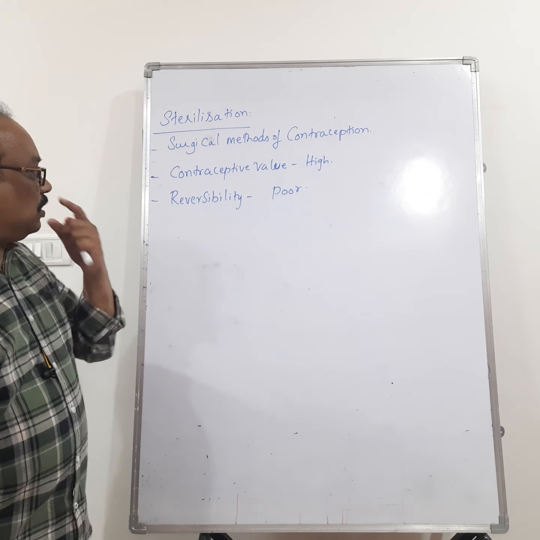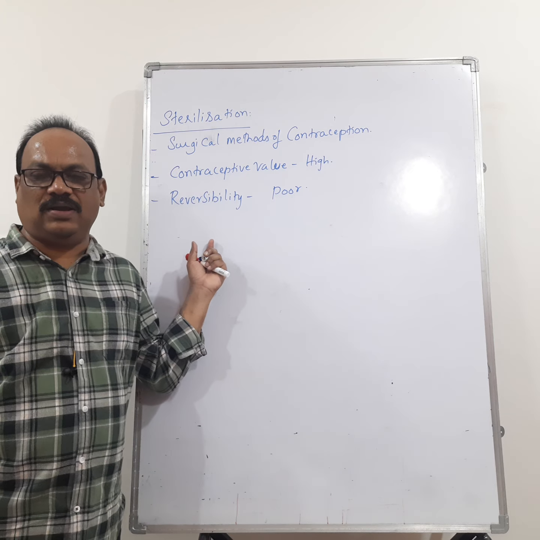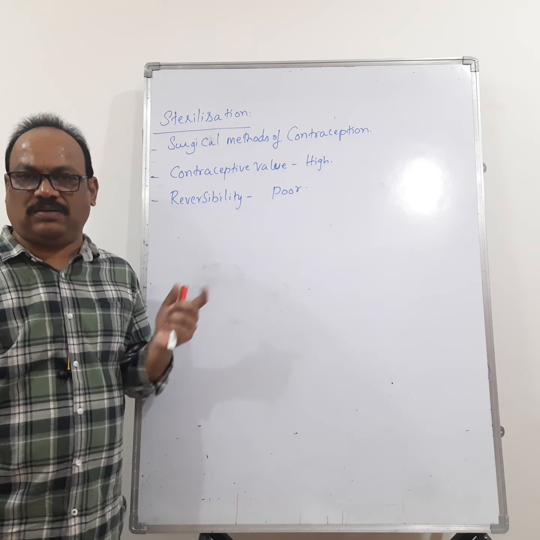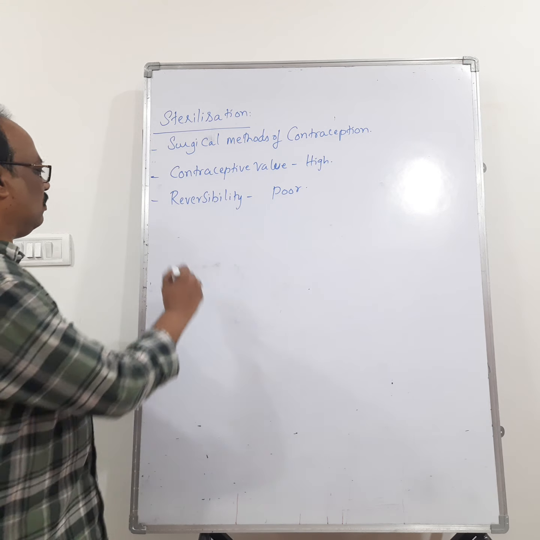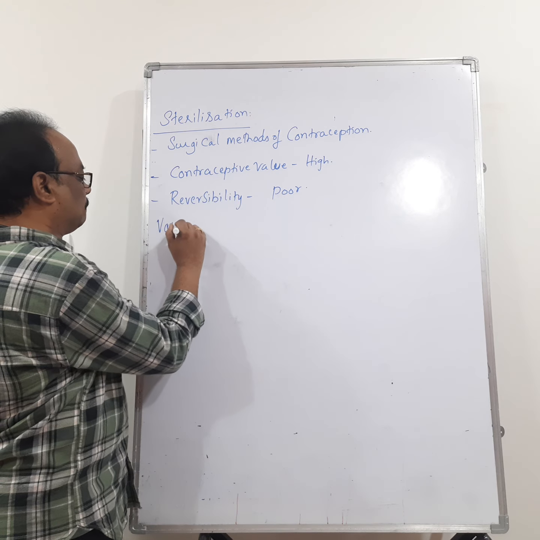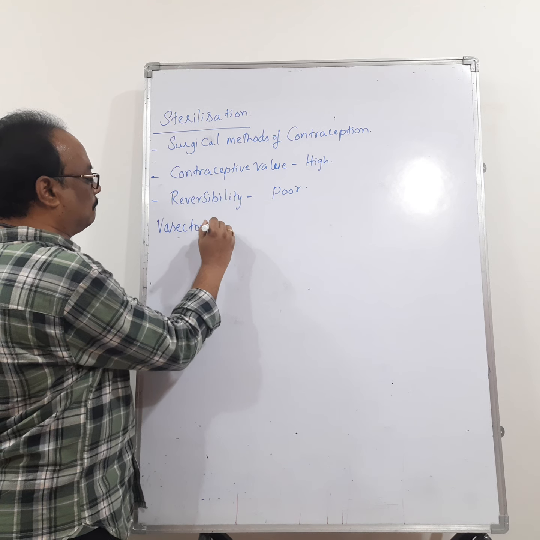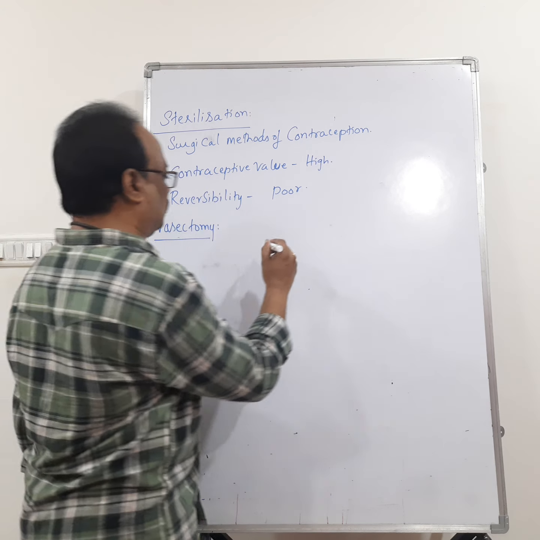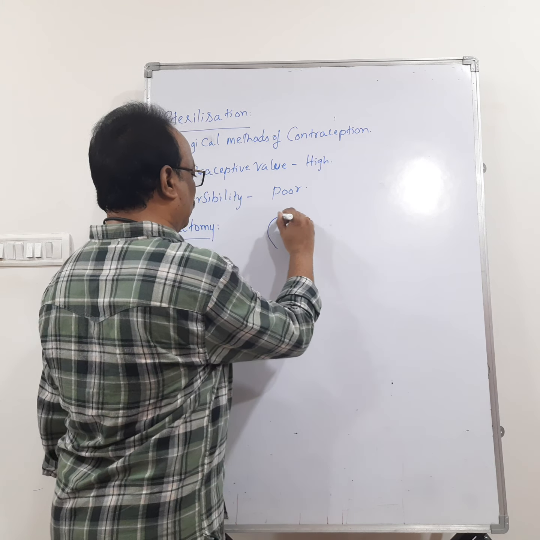Okay. So the sterilization methods are of two types. One is vasectomy and one is tubectomy. Let us see the first one, vasectomy. So what is vasectomy? Let us go for a small diagram.